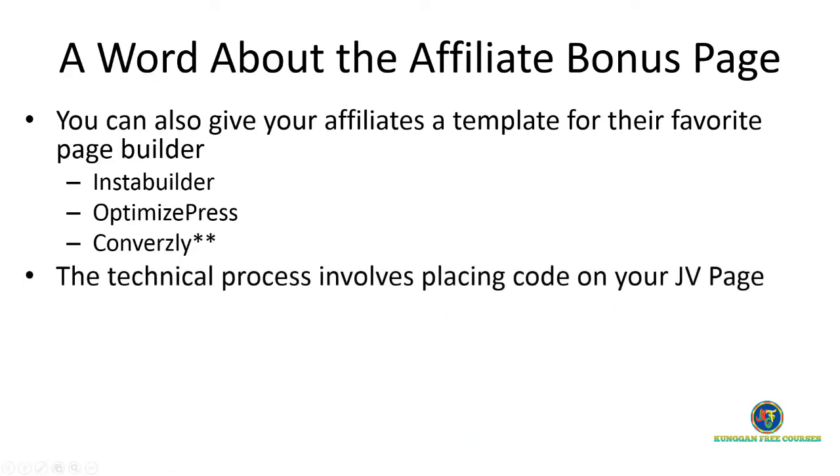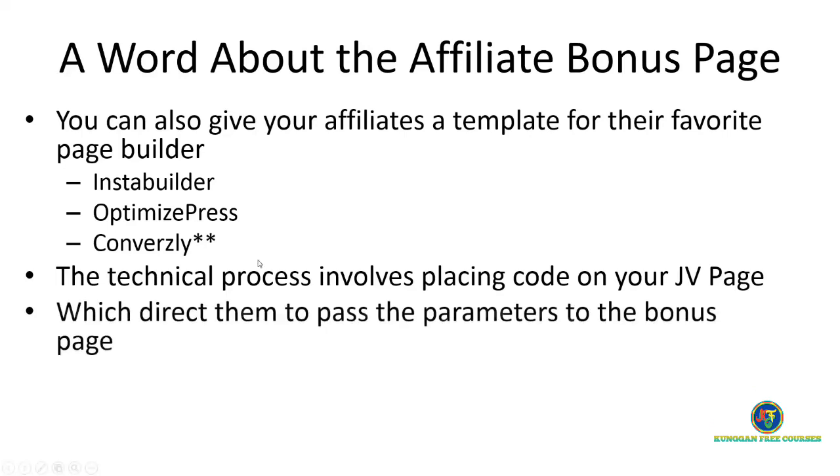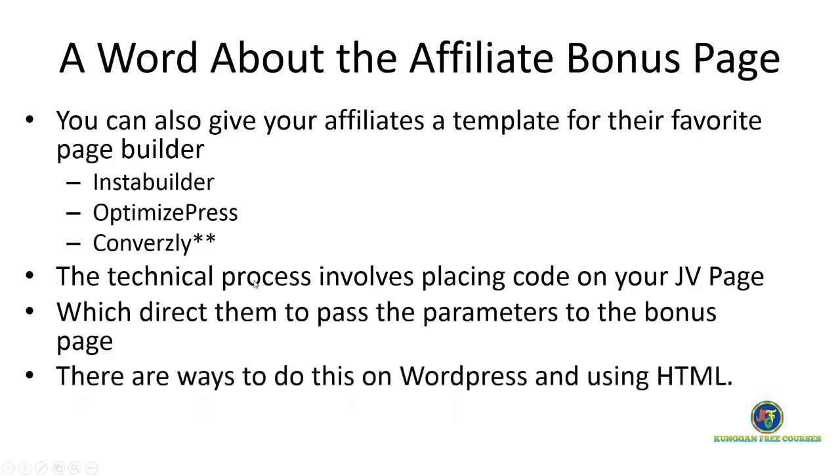Okay, the technical process is going to involve placing a code on your JV page, which directs them to the parameters to the bonus page. Again, that's a really technical process. I'm going to actually have to show you this in a separate video. We could probably take an entire hour just to show you that process. We're not going to go through that process. This is an automation piece to the bonus page part, and it gives you the opportunity to just make it really easy for your affiliates.